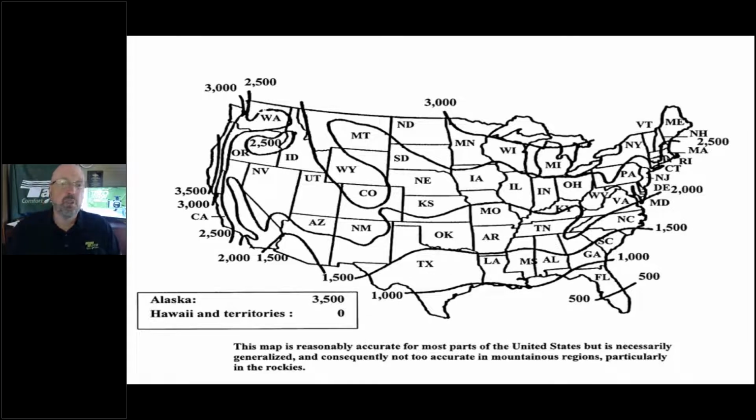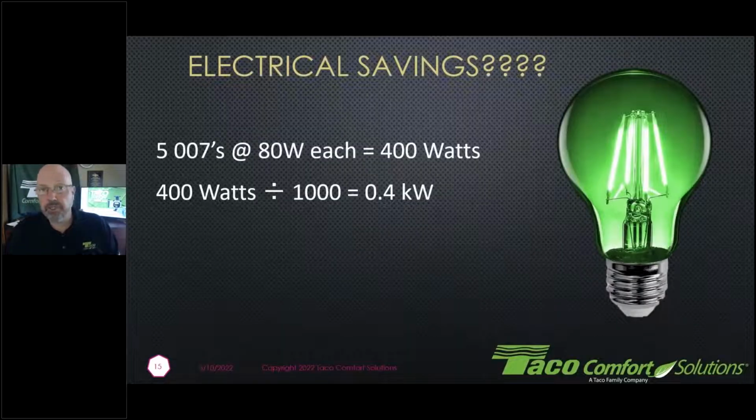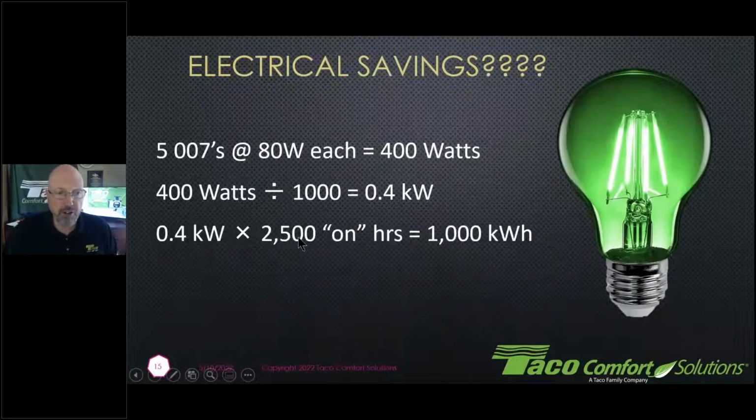So you plug in the numbers that you know. We had 2,500 hours as an average. That gets us 1,000 kilowatt hours. And now, what does electricity cost in your neck of the woods?